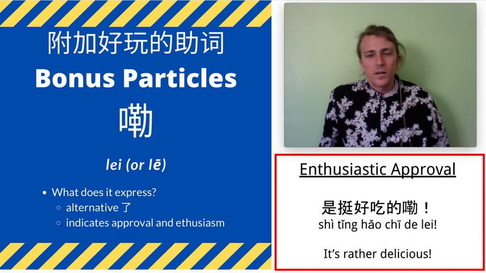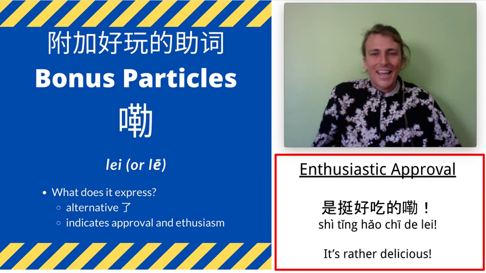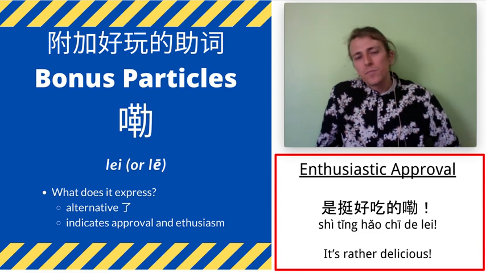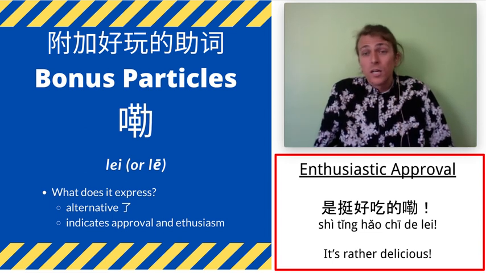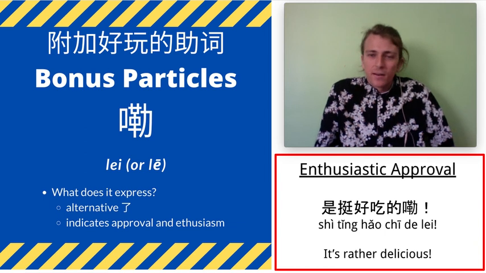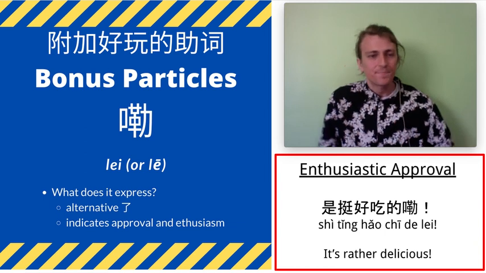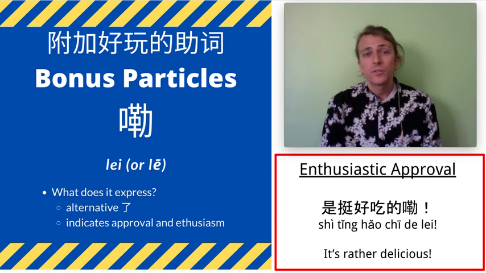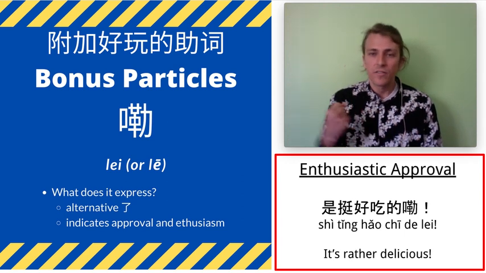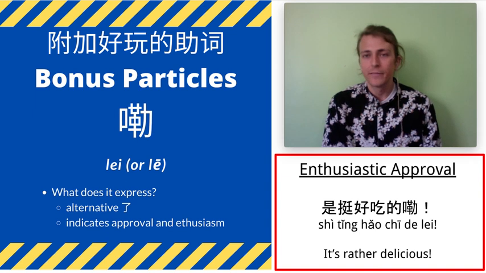This is another one, very similar, is lei. Lei, or sometimes people say le, or with first tone le, but I like lei better because that's how they say it in Yunnan province. So it's an alternative version of la, but it indicates, again, more approval, enthusiasm. It's a bit more fun than just saying le. So our example here is 是挺好吃的嘞.